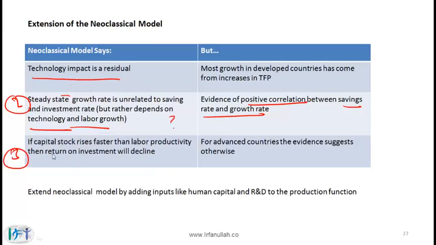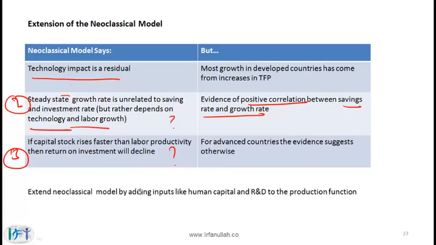And finally, according to the neoclassical model, if capital stock rises faster than the productivity, then return on investment will decline. This was covered in the segment from the curriculum which I read out. That's what the model says. But what we have noticed is that for advanced countries, the evidence suggests otherwise. So here again, there are issues.